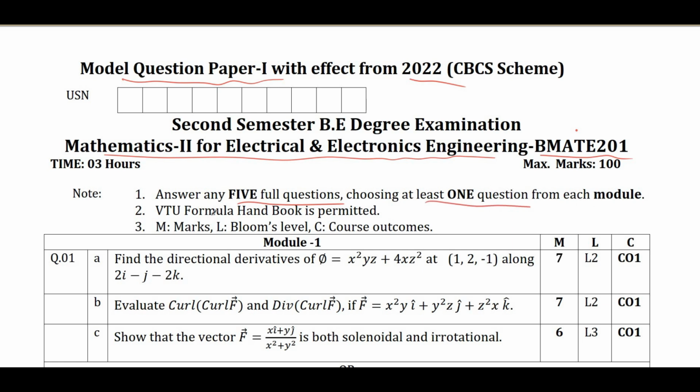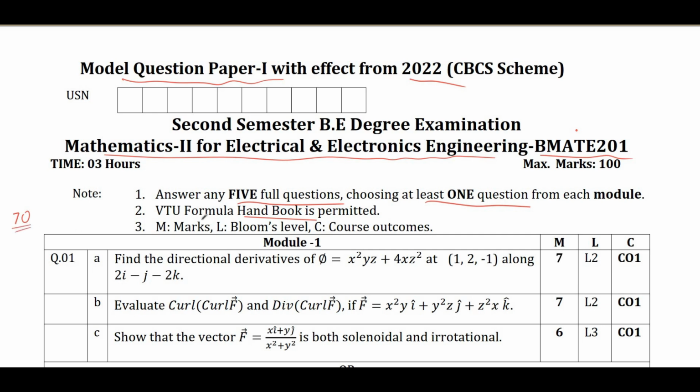And also they are going to provide a VTU formula handbook. If they don't provide it, you can directly ask your invigilator in your examination hall. Along with this discussion, I'm going to discuss how to score a minimum of 70 marks.